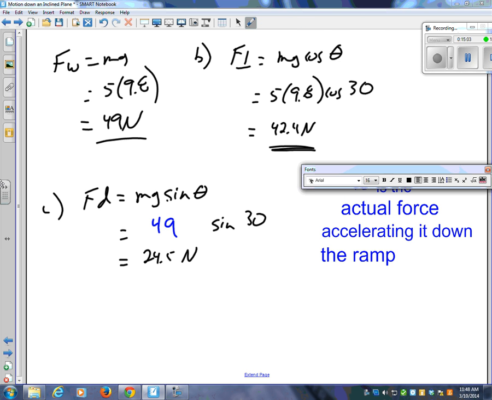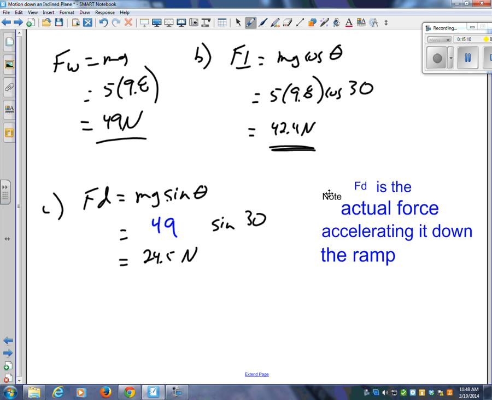FD is the actual force accelerating it down the ramp, and in fact, FD is therefore the net force in the direction that it's actually traveling. Okay, so it's the force that's going to cause the acceleration. That's the number we're going to use in F net equals ma, because that's the direction that the thing is actually accelerating. Okay?